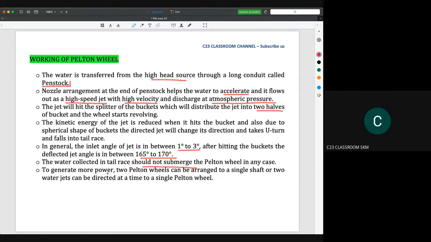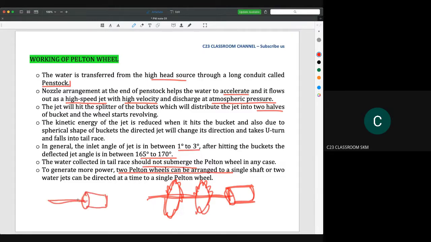To generate more power, two Pelton wheels can be arranged on a single shaft, or two water jets can be directed at a time to a single Pelton wheel. So what is the meaning of two Pelton wheels arranged on a single shaft? We have a generator here, for example. We have a long shaft, so maybe we have two Pelton wheels on the same shaft. Or we just have a generator here, a shaft here, and a Pelton wheel here, and maybe we put two water jets for one single Pelton wheel. So this is the meaning of this statement.